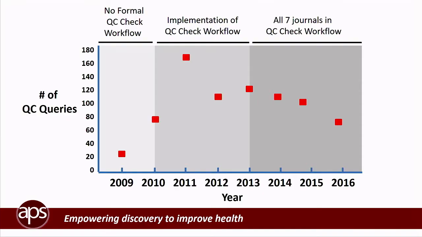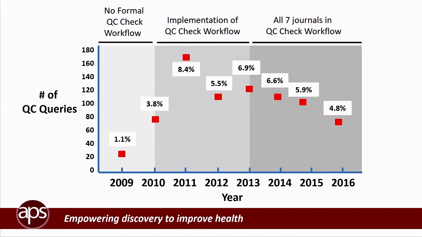So it took us several years to onboard all 7 journals, but by 2013, all of the journals were within the workflow. We had a banner year in 2011, so out of approximately 2,000 articles that were published that year, 8% of them received a QC letter from us asking for corrections. However, since then, year on year, we've had a reduction in the number of QC cases for image corrections.